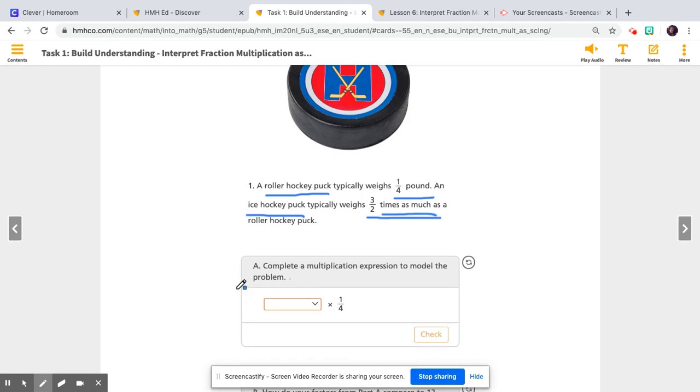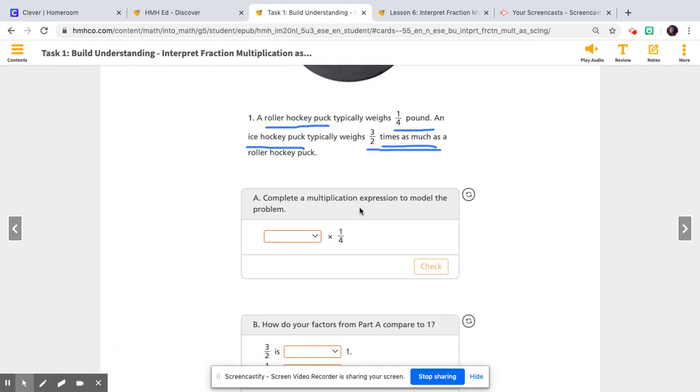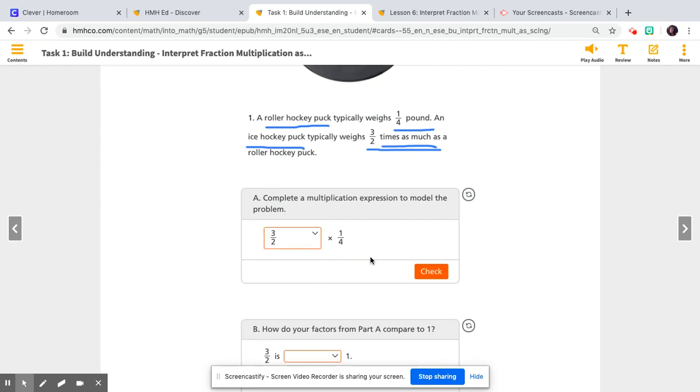Part A wants us to complete a multiplication expression to model the problem. They already have my 1/4, and they have the times as much as there, so we just have to figure out the next part. Am I multiplying by 1/4, by 2/3, by 3/2? Well, our fraction is 3/2, so we're going to multiply by 3/2.